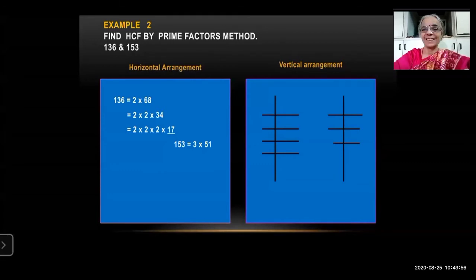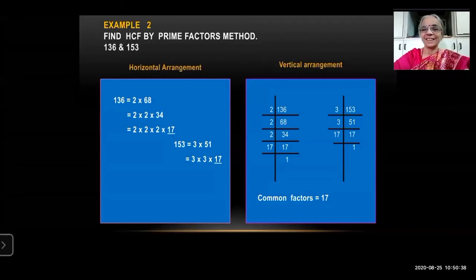And those who know tables can directly say 17 threes are 51. See, 3 into 3 into 17 is equal to 153. What does it mean? Now I have to check and underline the common numbers. And the common number is 17. So I'll write common factor 17.